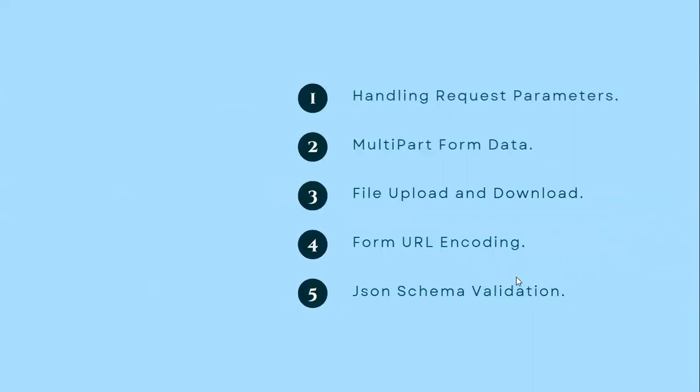After that, handling the request parameter and multi-part form data, and how we can upload the file and download the file, and working with the form URL encoding. And after that, JSON schema validation. JSON schema validation means obviously the Rest Assured library also has several methods to perform the validation on the responses.